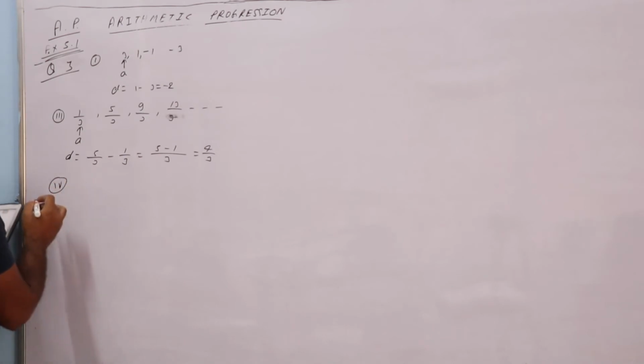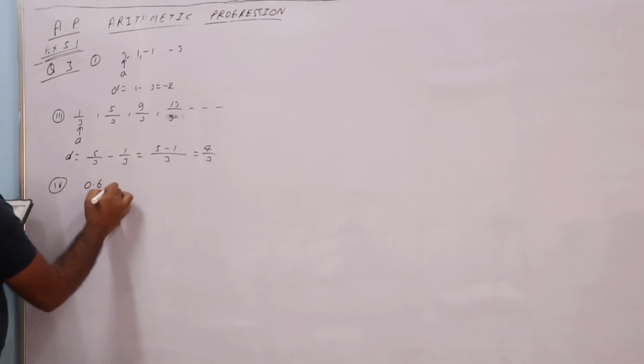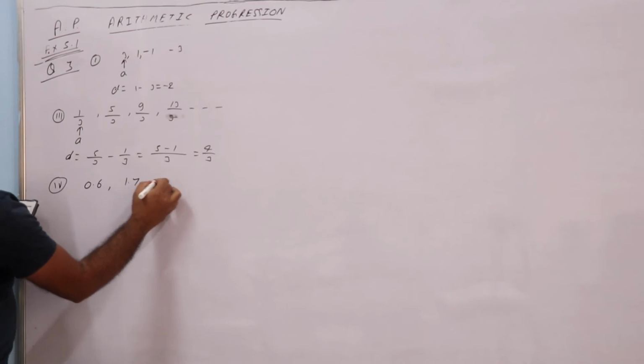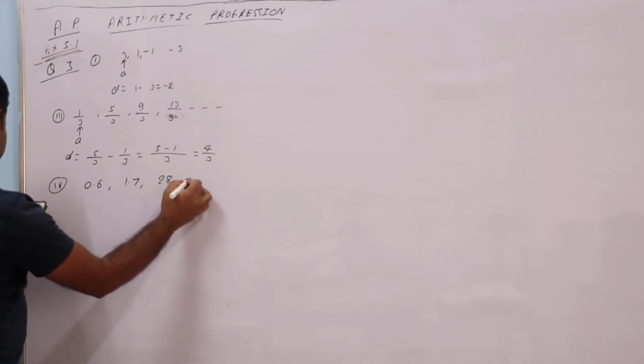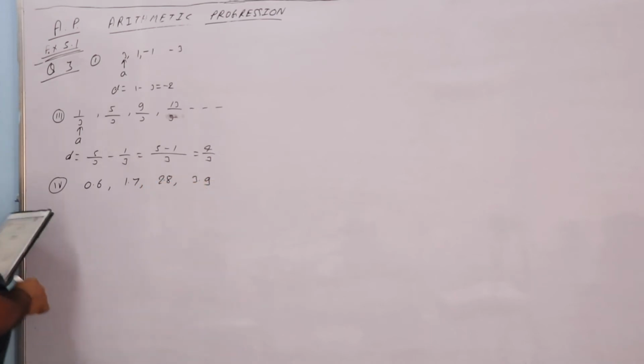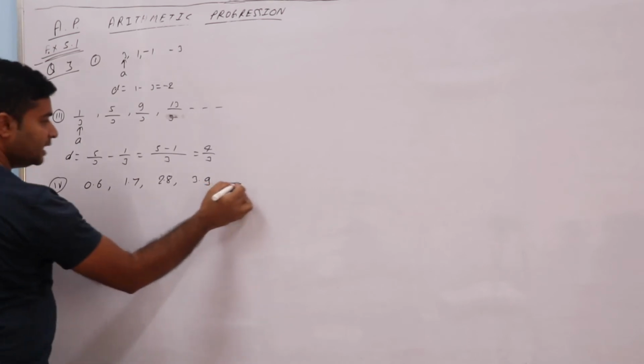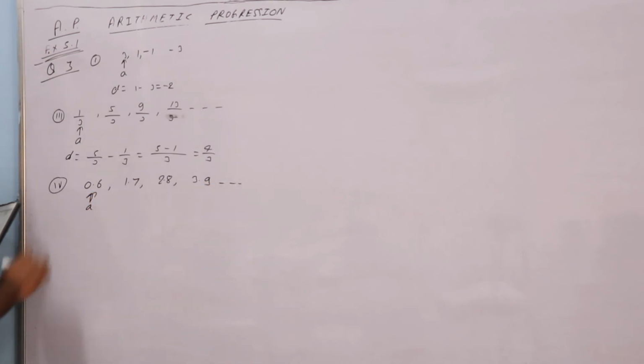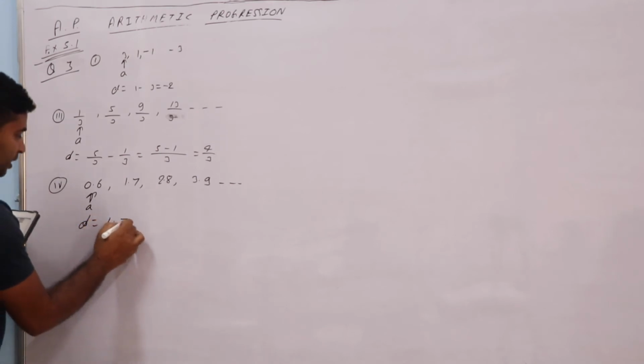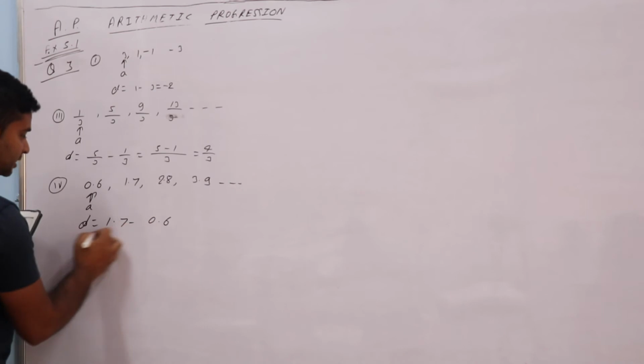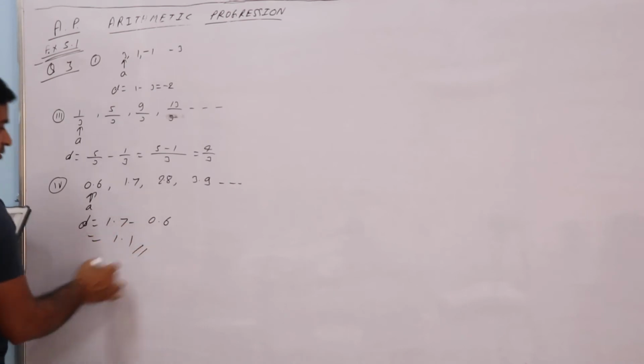Question number 4. Again, 0.6, 1.7, 2.8, 3.9. Like this is given, and this is in AP. So the first term, no doubt. d is equal to 1.7 minus 0.6, so 1.1. Done?